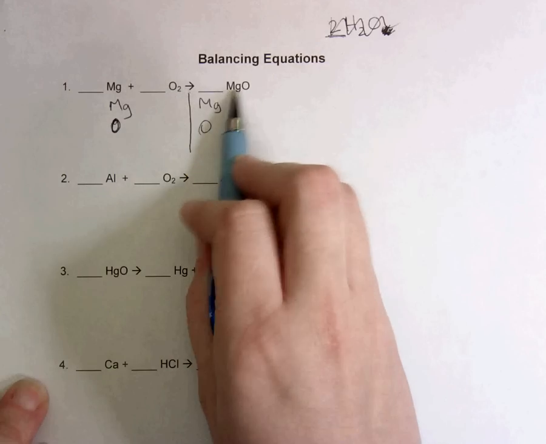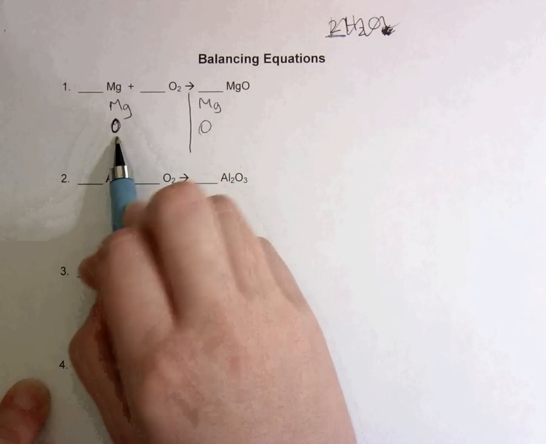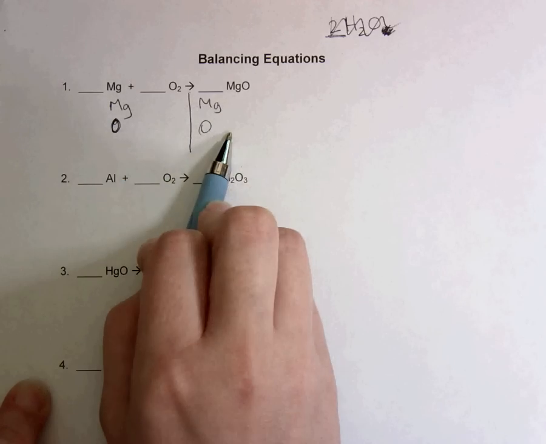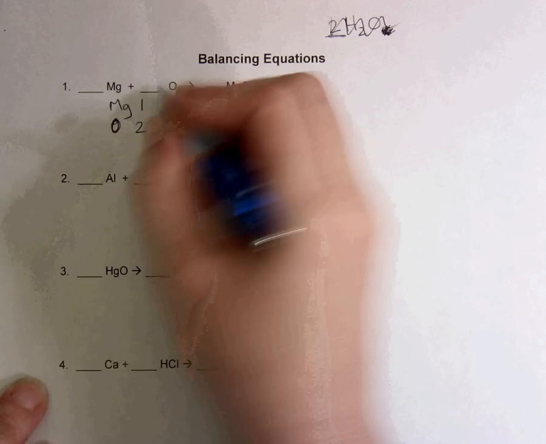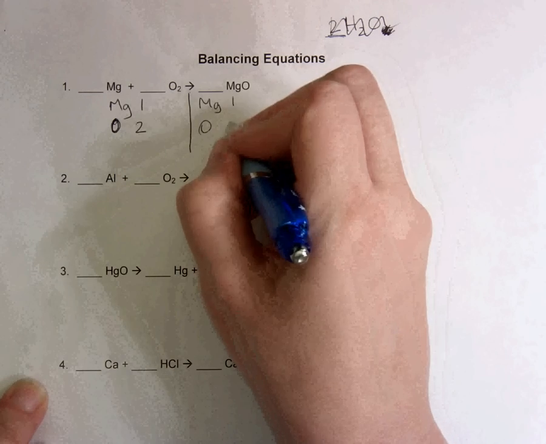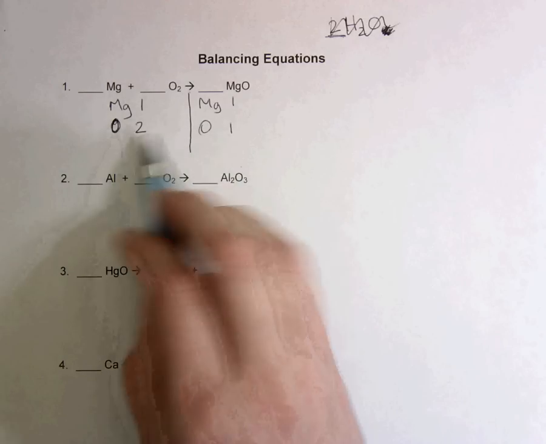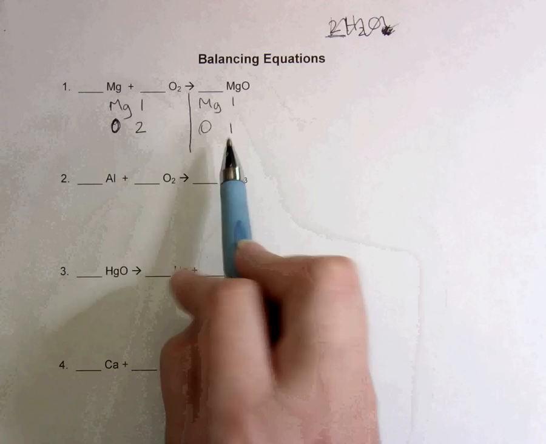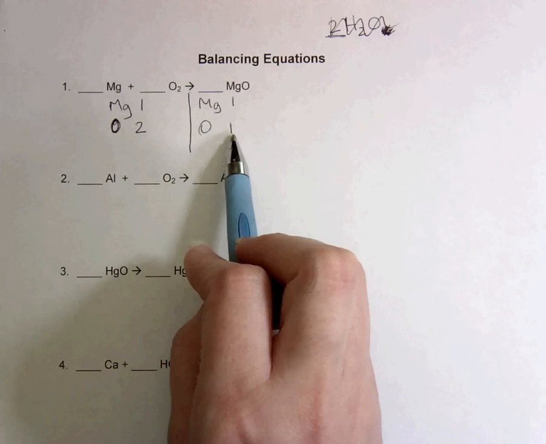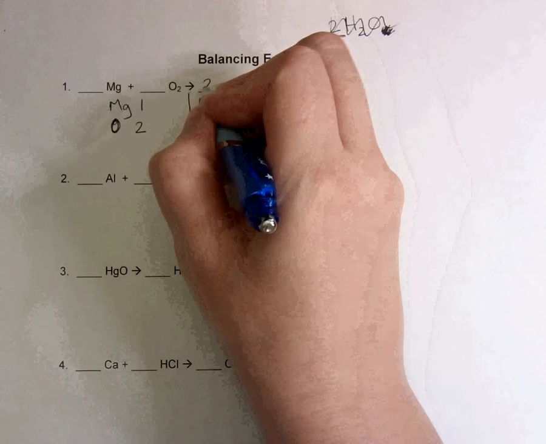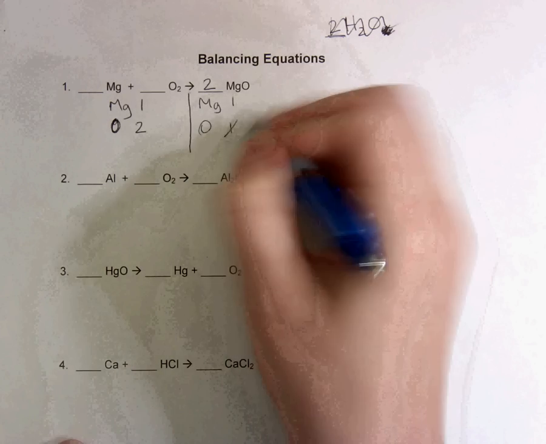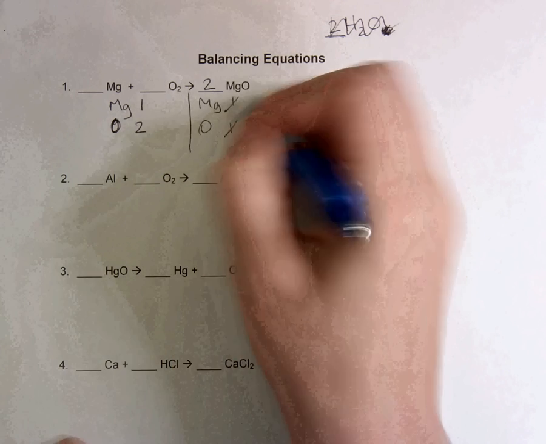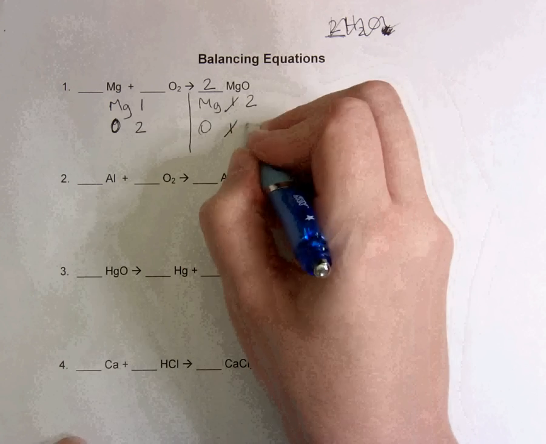Even if these had been in a different order, I'd still write them in the same order that I wrote them on the left, just so I can compare across. How many Mg's do I have on each side, and how many O's? So I have 1 Mg and 2 O's on the left, and 1 and 1 for Mg and O on the right. I can see that my O's are not balanced, so what I need to do is put a coefficient here. Remember, our coefficients multiply, so I need to multiply by 2 to get the number that I need here. This doesn't just change O though, it also changes Mg. Now I have 2 Mg's and 2 O's, so I'm going to write that down.